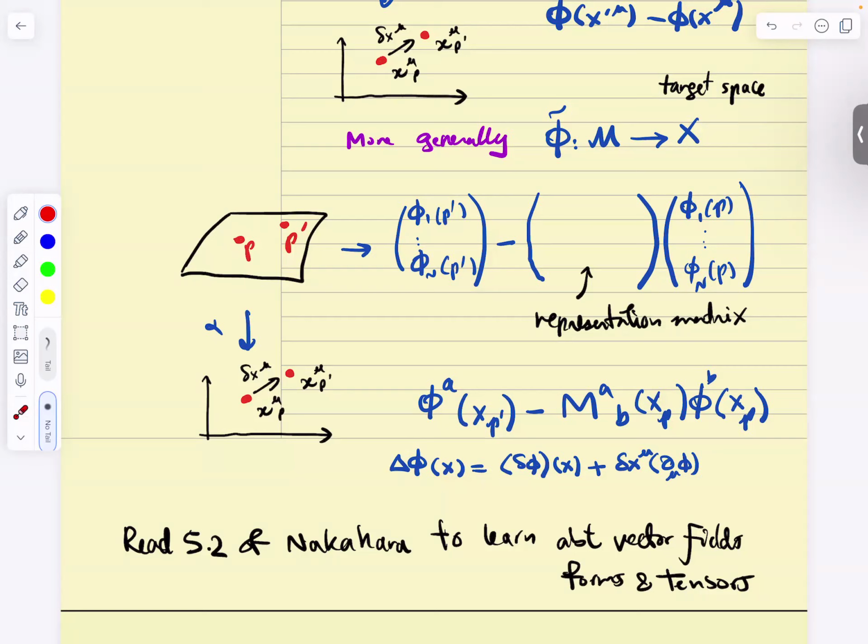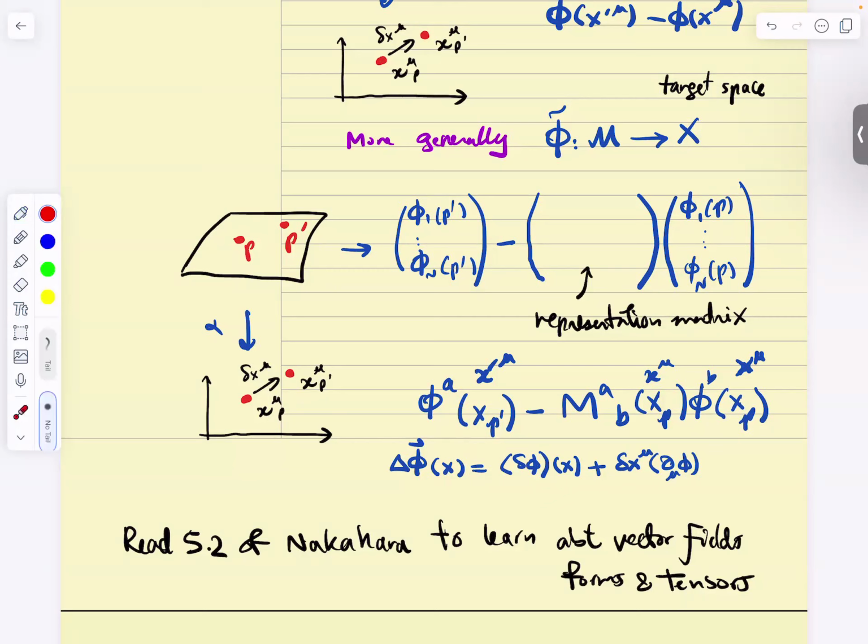So again, using the same notation, let me label these with phi of a. That's the a-th component of this vector. So phi of a of x prime, which we represented with x prime mu, minus a matrix that can depend on x mu, acting on phi of b of x mu. Good. Now, if I want to write this schematically for the vector, I can think of it this way.